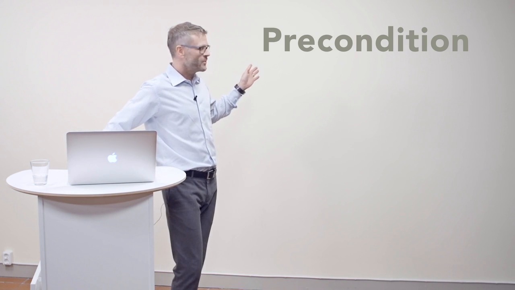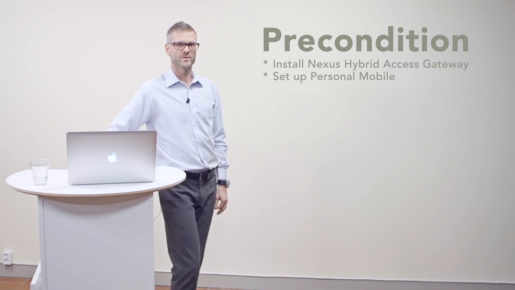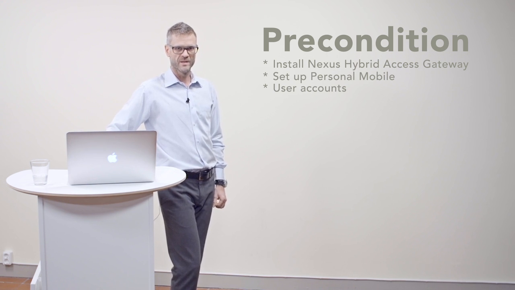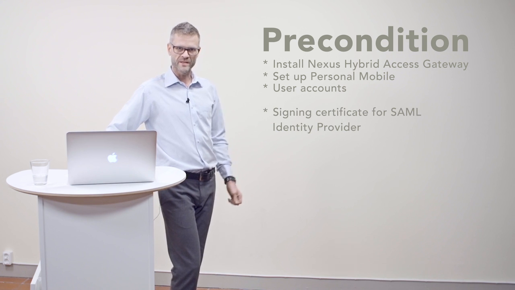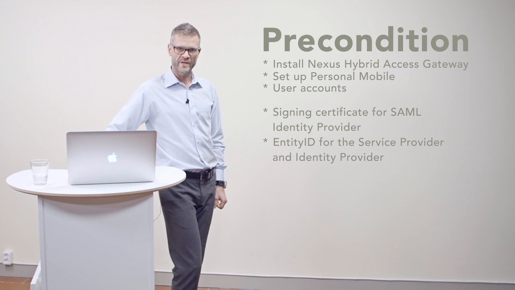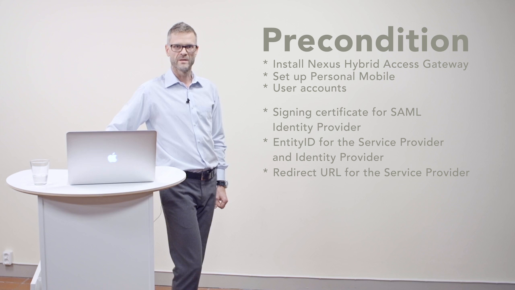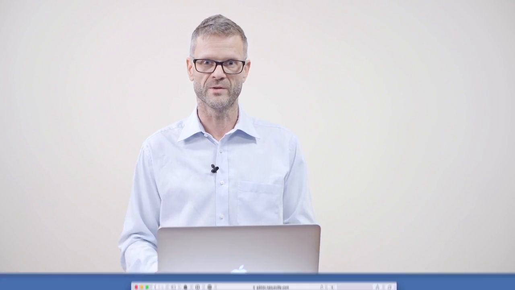Okay, so to set this up, we have some preconditions. You need to install the Hybrid Access Gateway, you need to set up Personal Mobile, and you need the user accounts. And we are using SAML to integrate with Google Apps. So we need a signing certificate for the identity provider. We need the entity IDs for the service provider and identity provider. And finally, we need the redirect URL for the service provider. So when we know about this, we can just go to the admin interfaces and log on to the Hybrid Access Gateway and also to the Google admin console and start configuring.